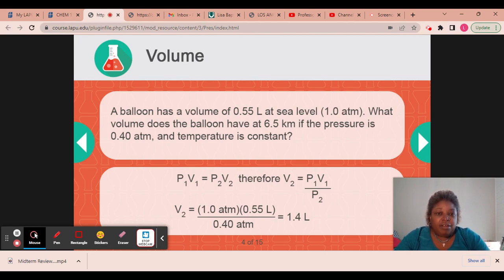The P1 and the V1 are always the first pressure and volume listed in the problem. The P2 and V2 are always the second pressure and volume that are listed in the problem. There's always going to be one variable that you're going to solve for.